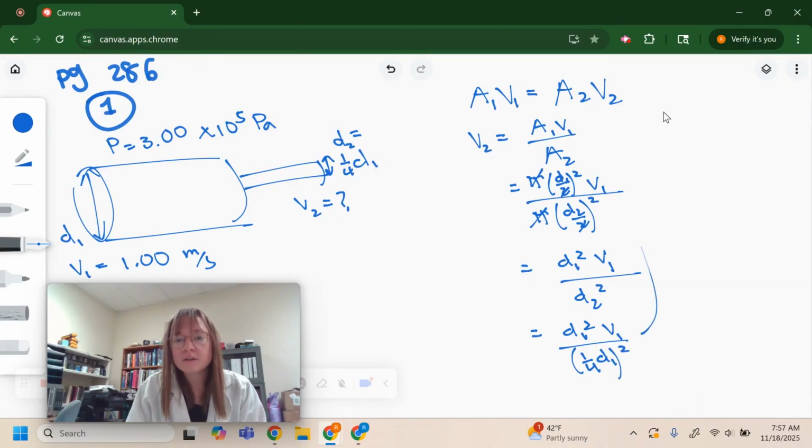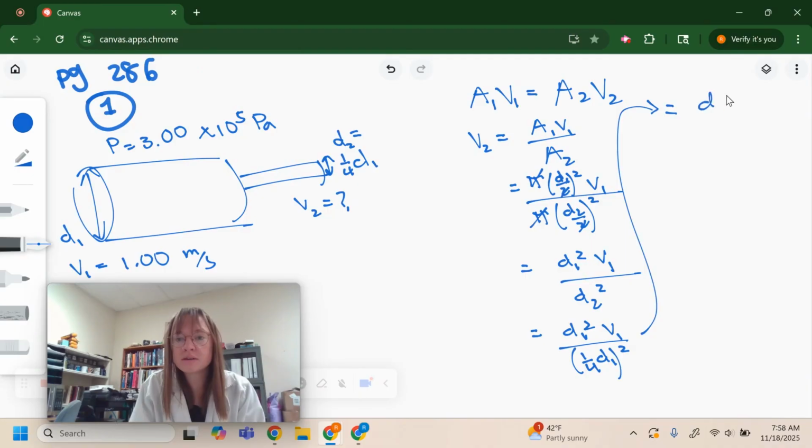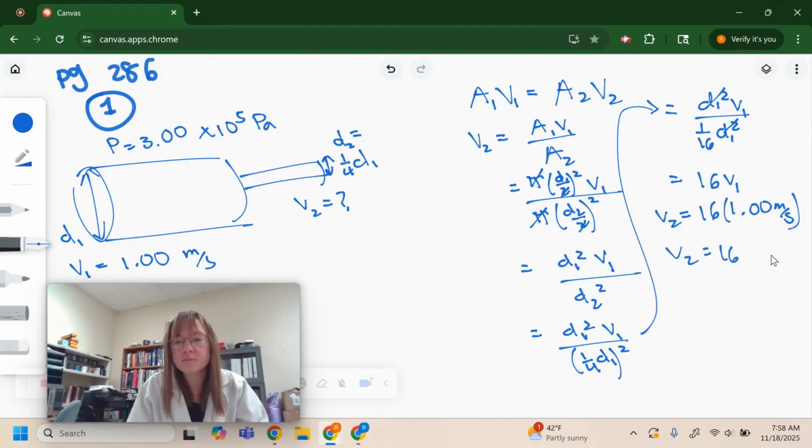Now check it out. This is going to be d1 squared v1 over 1/4 squared, which is 1/16 d1 squared. Notice my d1s will cancel out, and then I have a 1 over 16th in the denominator, which is the same as a 16 in the numerator. So I get that v2 is 16 times v1, and v1 is 1.00 meters per second, so v2 is equal to 16.0 meters per second.